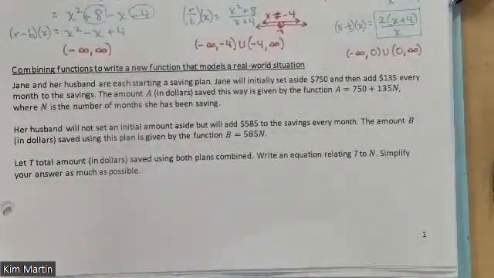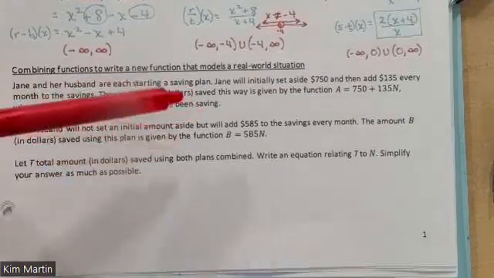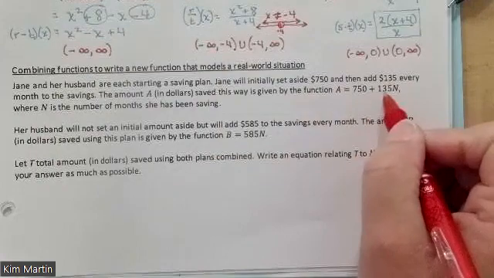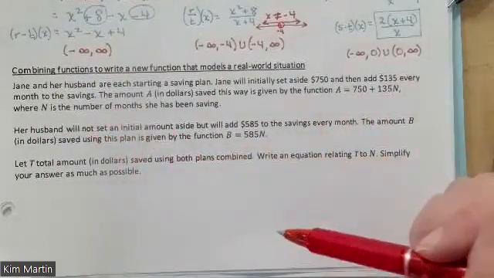Word problem combining two functions. This one's a pretty easy one. Jane and her husband are each starting a savings plan. Jane will initially set aside $750, then add $135 every month to the savings. The amount A in dollars saved this way is given by this function: $750 plus $135 per month, where N is the number of months she's saving.